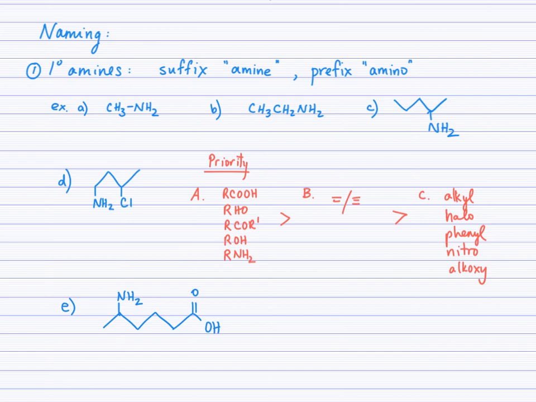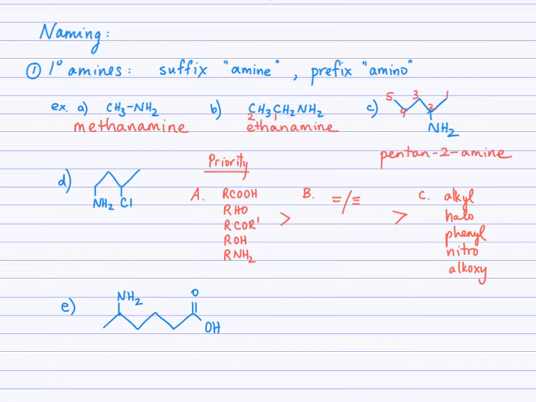So let's take a look at example A, and following the same naming pattern that you've done before, name the parent alkane, drop the E, and add the suffix. Okay, so noticing that we have 1 carbon, we think monkeys, M stands for meth, so methane, drop the E, and add the suffix, so methanamine. Try B and C.